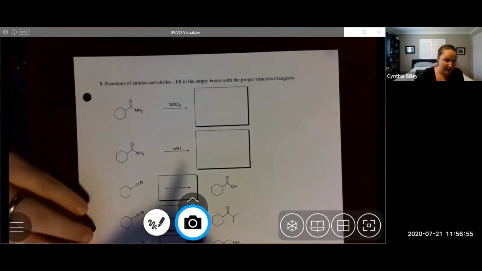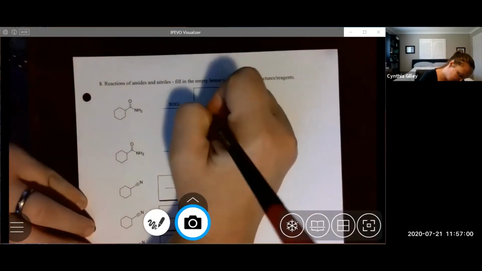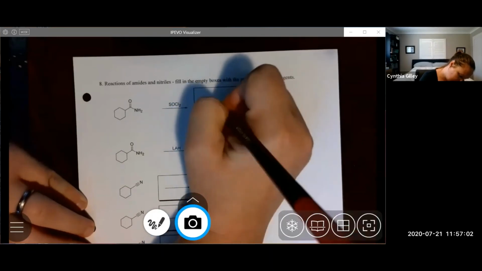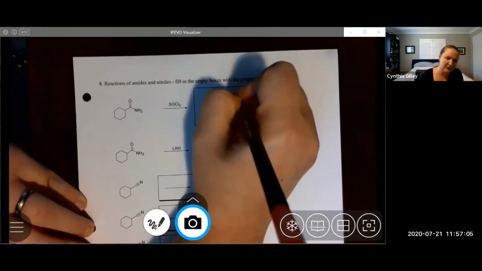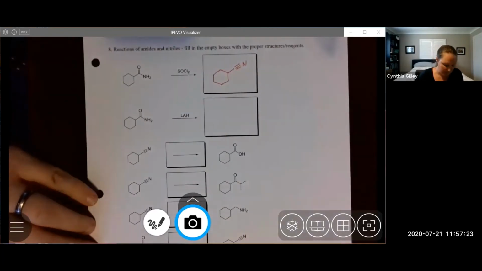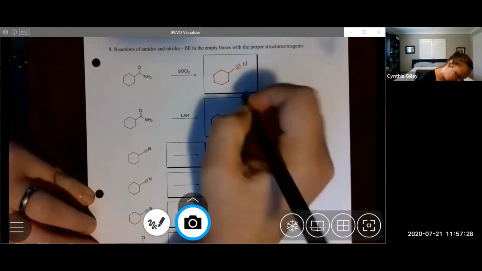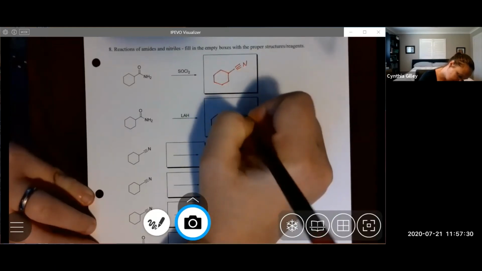So SOCl2 will convert an amide to a nitrile. And don't forget, I'm just drawing out the CN as opposed to writing CN. It's okay either way. So you could just write bond CN or draw it out like I do. Okay. And we did not add or lose any carbons, right? So be careful not to do that. If you reduce an amide with LAH, you're going to get an amine.